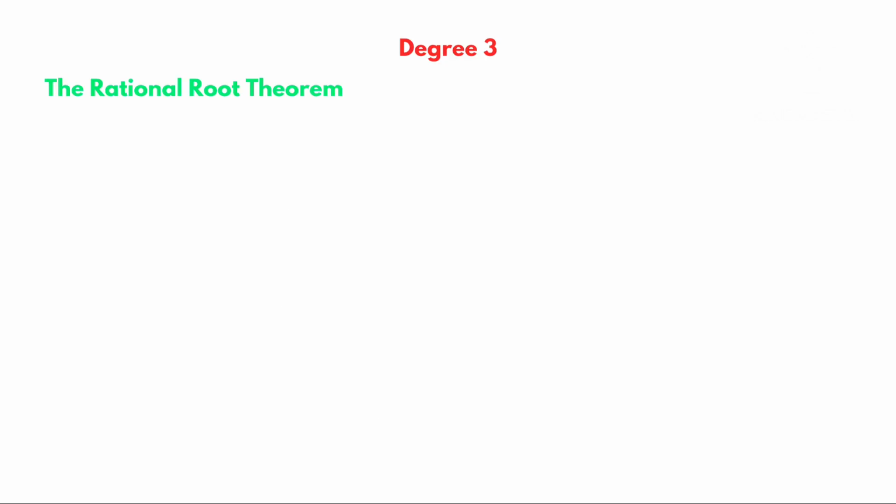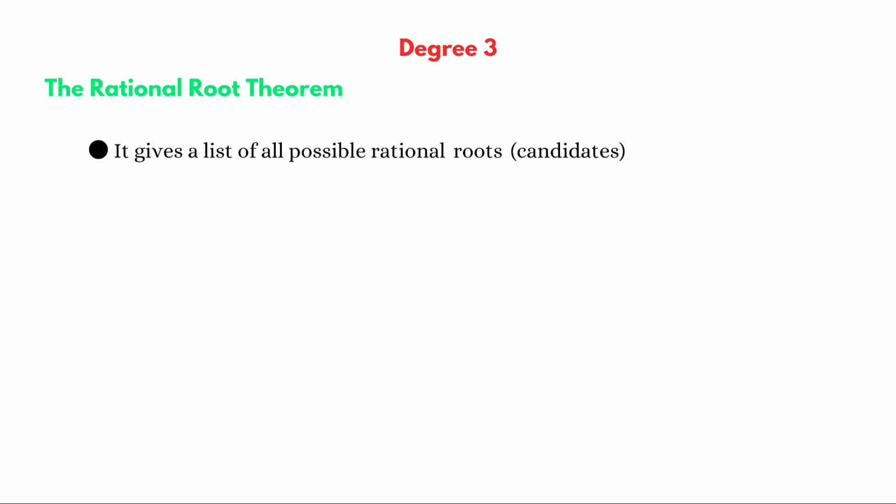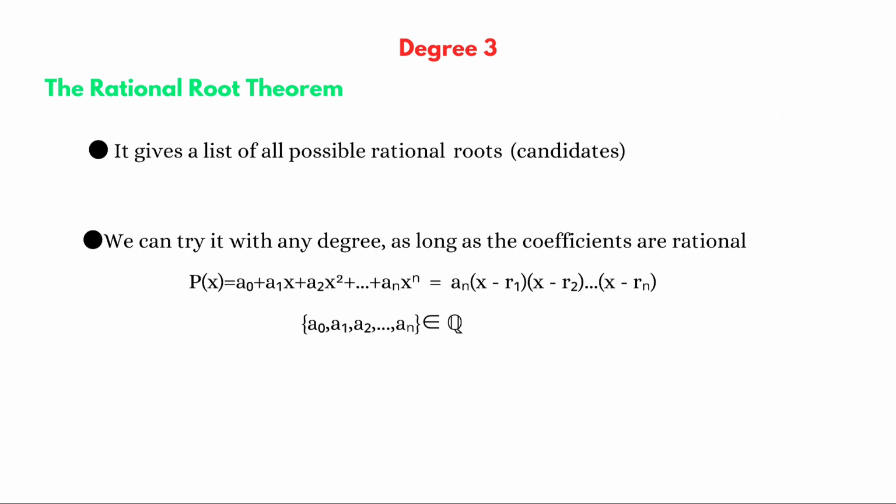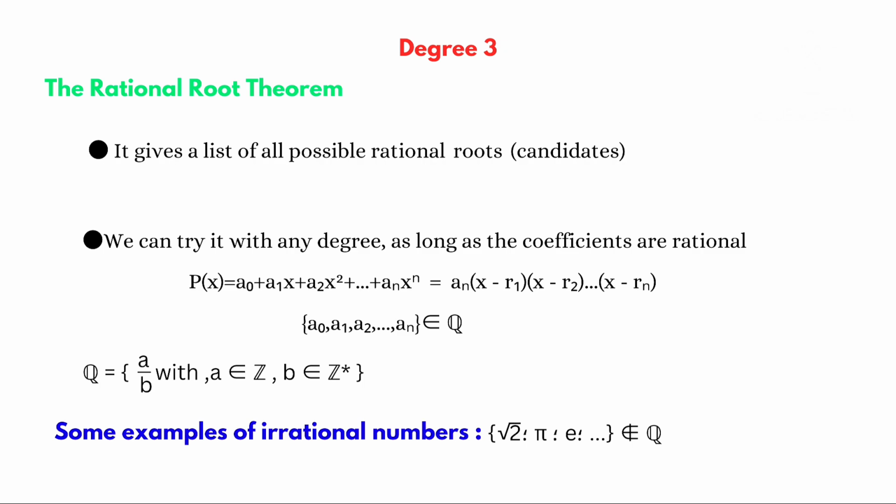Now, let's move to degree 3. To start, we use the Rational Root Theorem, which gives a list of all possible rational roots. This theorem can be applied to polynomials of any degree as long as the coefficients are rational. Here, Q denotes the set of rational numbers, written in the form a over b, where a and b are integers and b is not 0. Numbers like square root of 2, pi, or e are irrational.